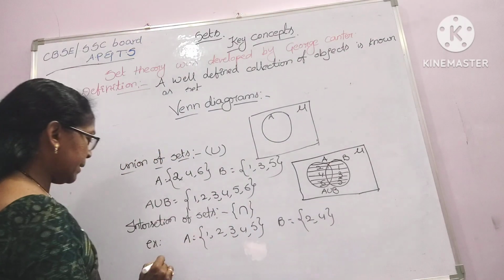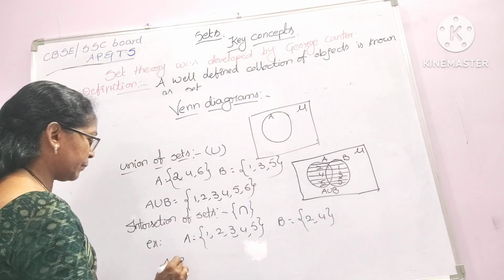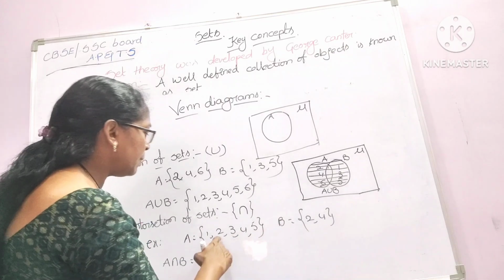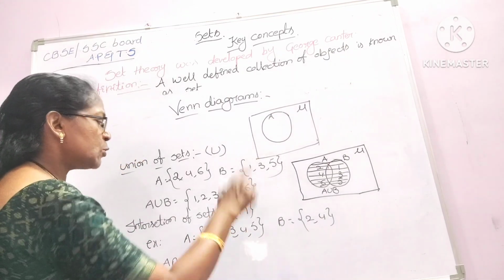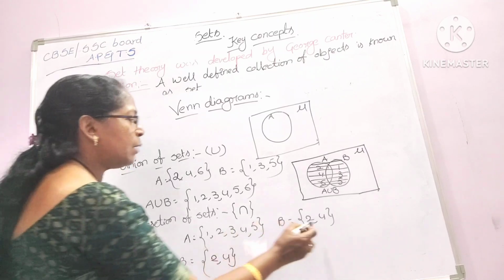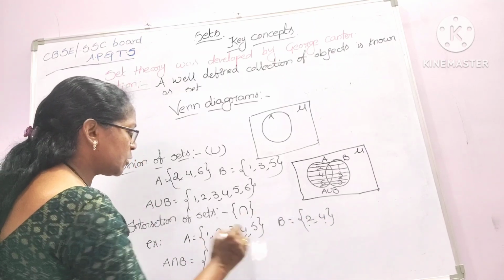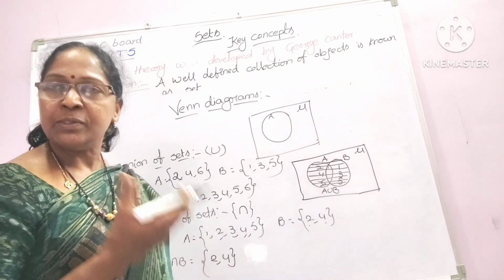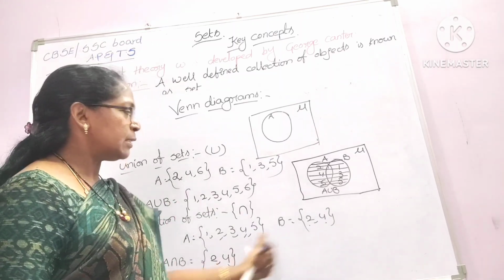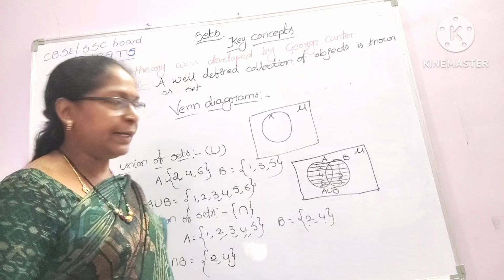Now what is A intersection B? A intersection B equal to, what are the common elements here? 2 and 4. So just write down 2, 4 only. Common elements 2 and 4 are there, here also 2 and 4 are there. So those common elements you have to write down. That is intersection. Common elements in the given sets is nothing but intersection.